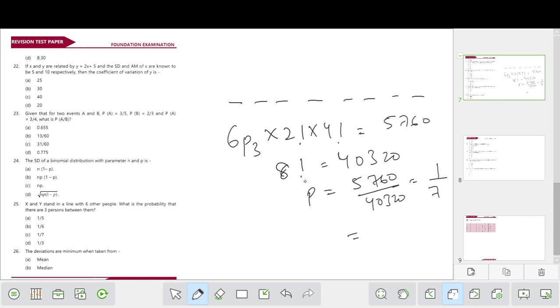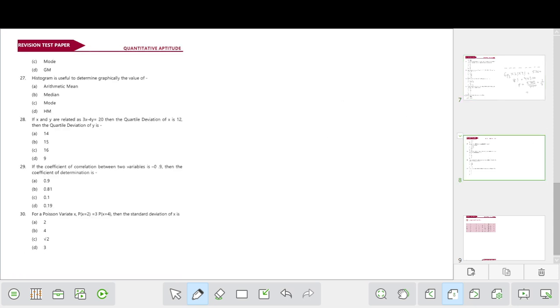The deviations are minimum when taken from median. This is the property of median. Come to the next page. Histogram is used to determine graphically the value of what. So histogram is something like this, then this, then like this. So it is very easy to determine the mode, which is the highest value. So C should be answered.